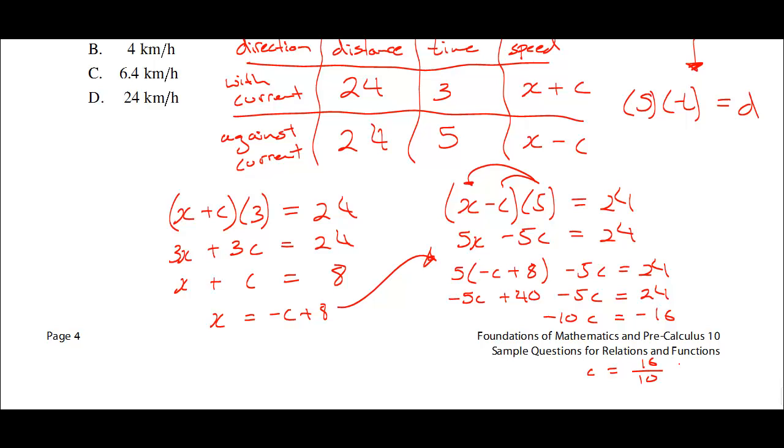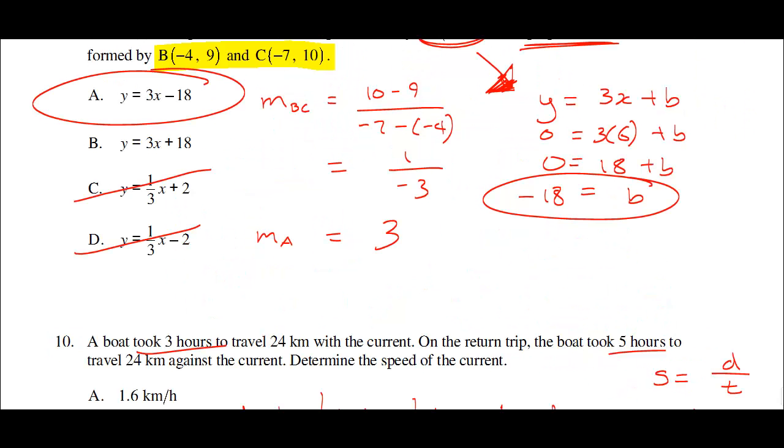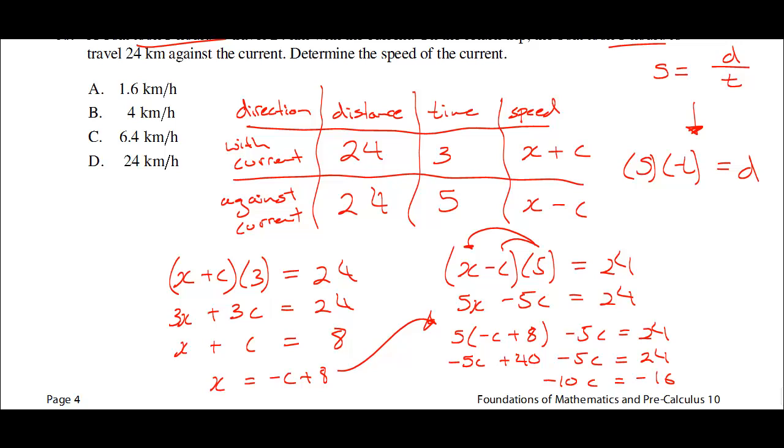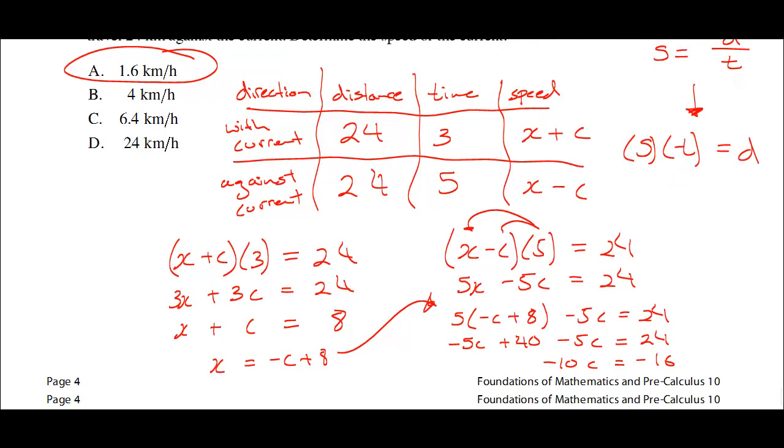The negatives cancel. And keep in mind that that's what we were looking for here. We were looking for the speed of the current, and the speed of the current is 16 over 10, which is the same thing as 1.6 kilometers per hour. Remember, if we were asking for the speed of the boat, then we would have had to figure out what x is. So that's how we do that question.